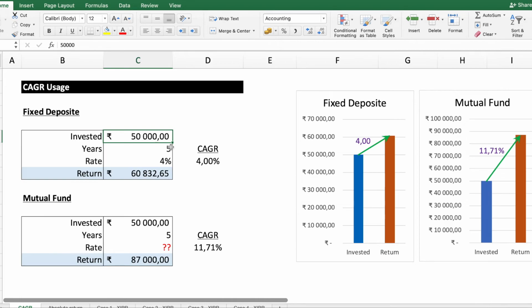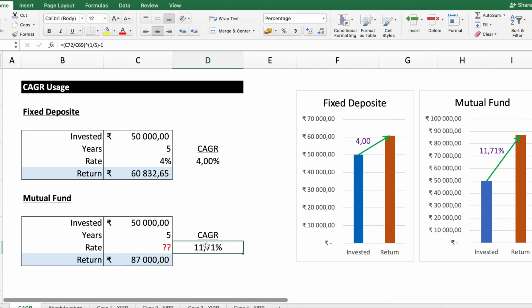So after 5 years with this rate, your value will be 60,832, right? And let's say the same amount was invested in a mutual fund. In a mutual fund we don't know, because it's market related, we all know that. So we cannot say in the beginning what the rate of return will be. Let's say we assume 15,000, after 5 years it will become 87,000. So what will be the rate? That's the CAGR. We need to calculate it.